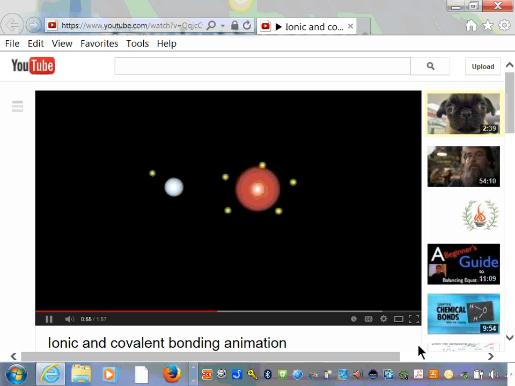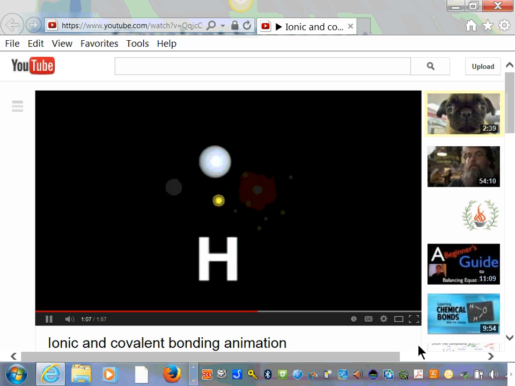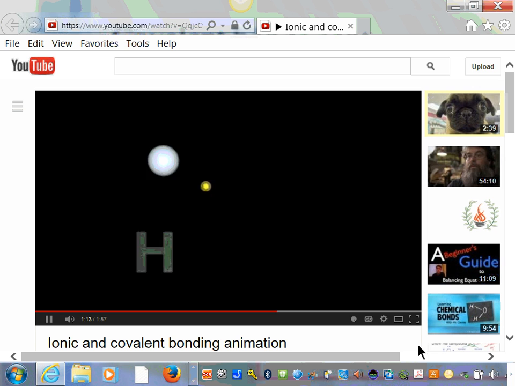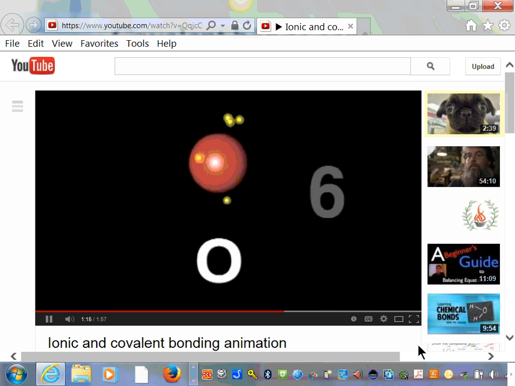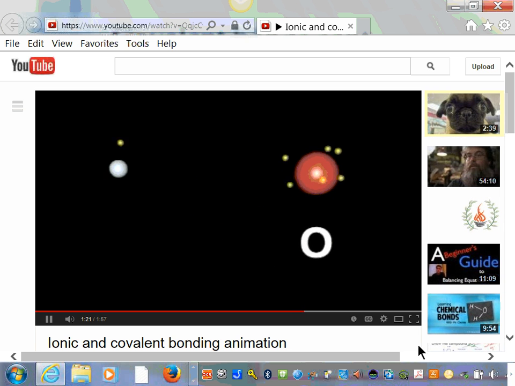Covalent bonding occurs when neither atom has sufficient strength to completely remove the other atom's electrons. The atoms share electrons, and both atoms achieve a stable outer energy level. A hydrogen atom with 1 valence electron needs 1 additional electron to complete the first energy level. An oxygen atom has 6 valence electrons and needs 2 additional electrons to complete the second energy level.